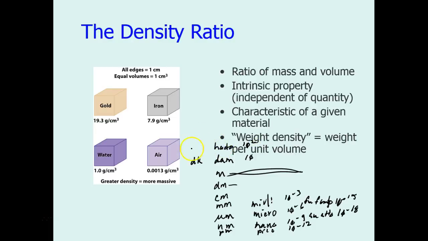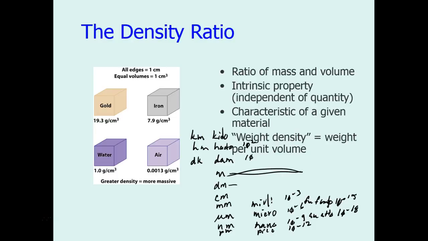H-E-C-T-O. Remember hectare? And that's a hectometer. Oh, I put it in the wrong place. So a hectometer. And 1,000 was? Kilo. Okay, you remember the street, don't you? Okay, never mind. Kilometer.